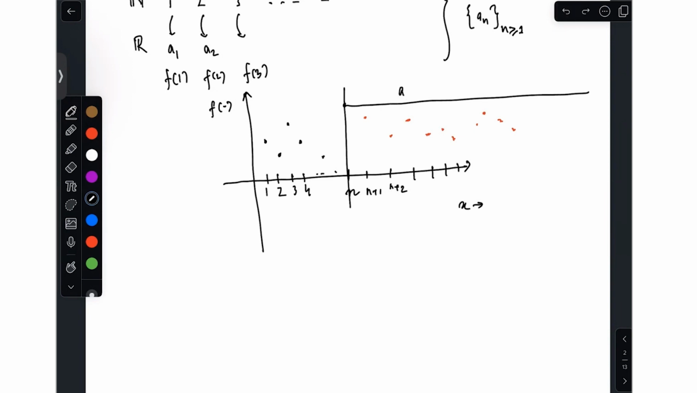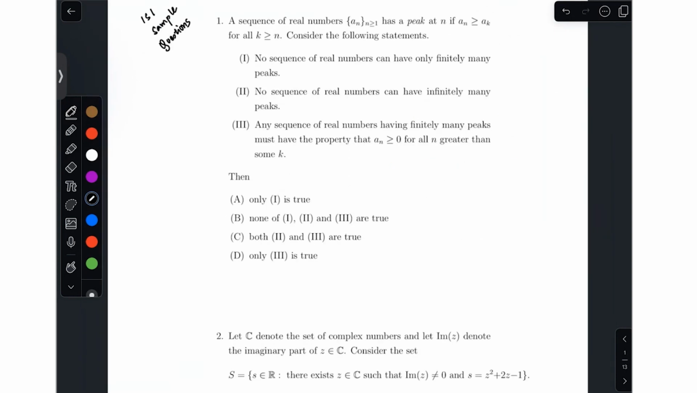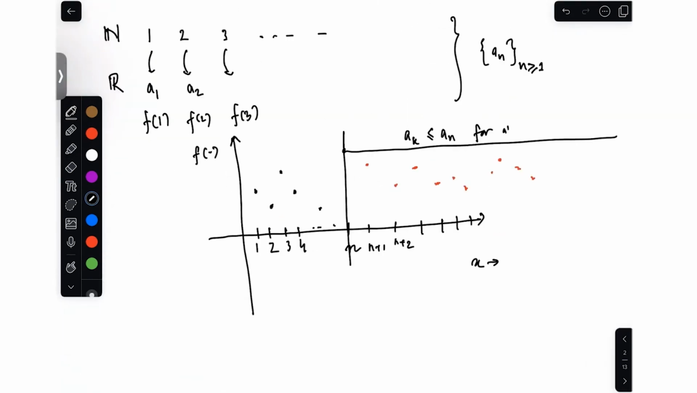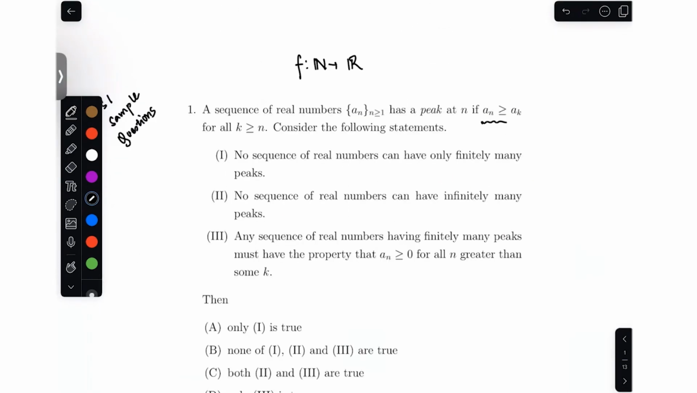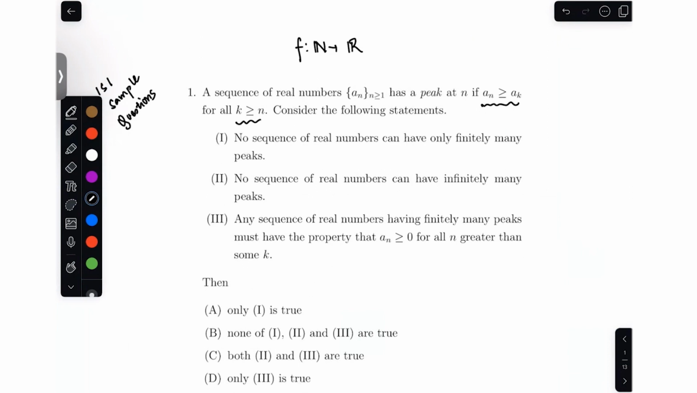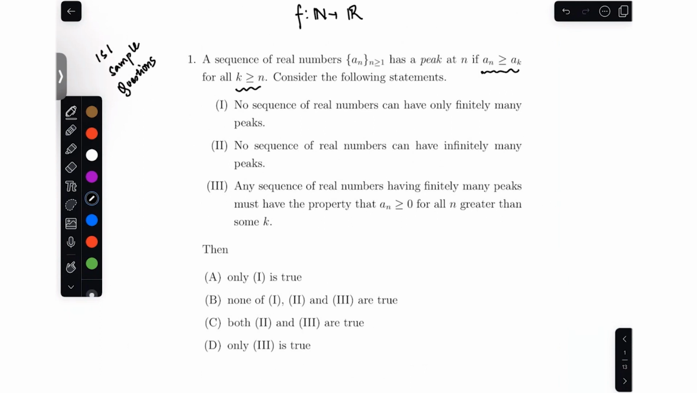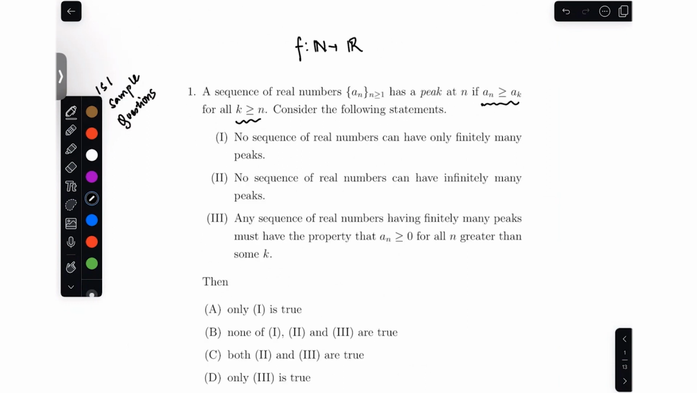So ak is less than or equal to an, for all k greater than or equal to n. So it's saying that this is this. Now it's giving you three statements and asking you whether they're true or false. So let's understand each of these statements in detail. It's saying no sequence of real numbers can have only finitely many peaks.